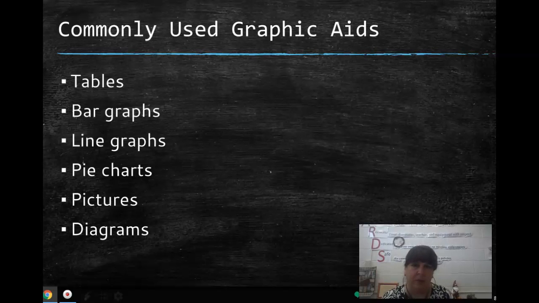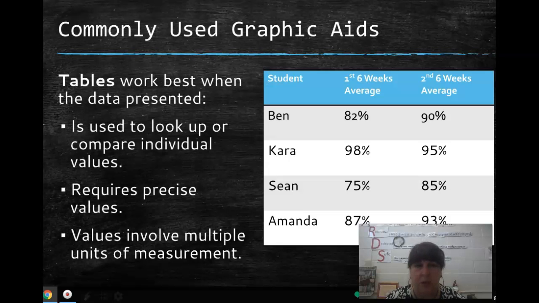These are some of the commonly used graphic aids that are out there, and I'm sure you've used some of them. You have tables, bar graphs, line graphs, pie charts, pictures, and diagrams. And we're going to talk about each one. So when you use a table is when you want to compare things. It has to have precise information in it. So that is when you would use a table.